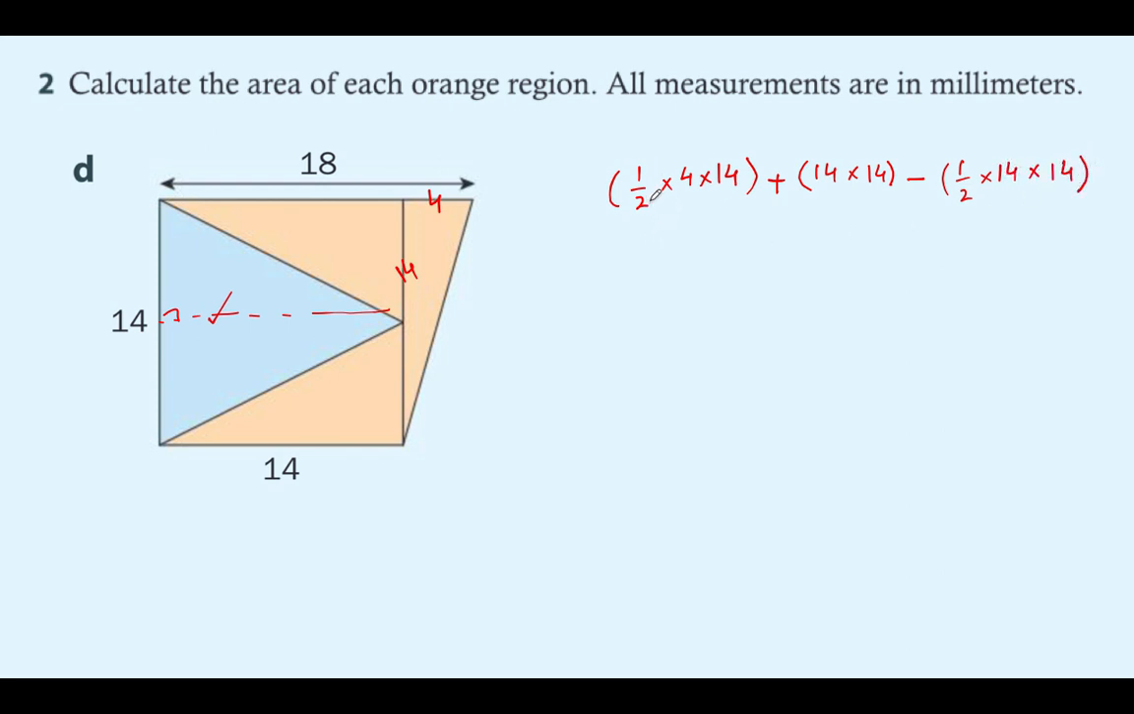So when we simplify this, 2 times 14 is 28 plus 14 times 14 is 196 minus 7 times 14 is 98. So when we add 28 and 196 and subtract 98 from them, we get 126 millimeters squared.